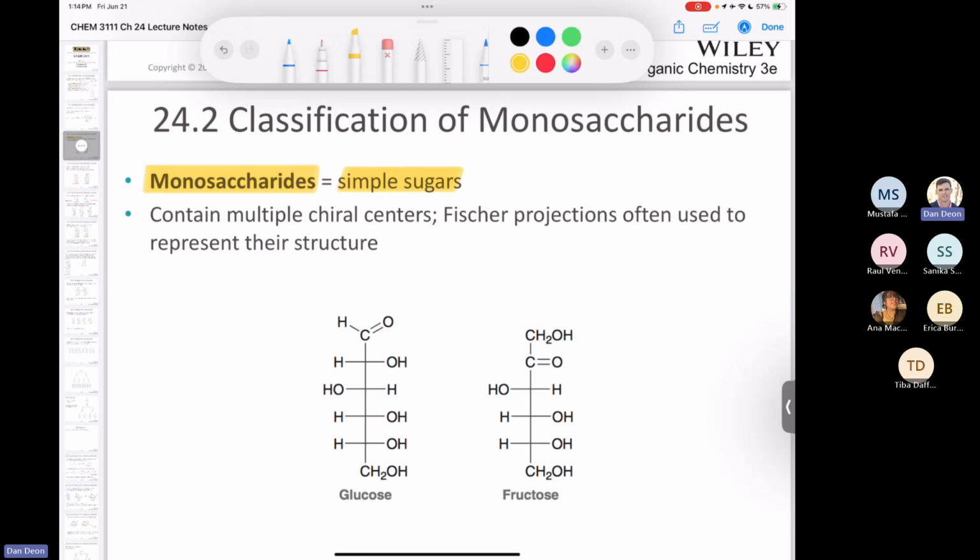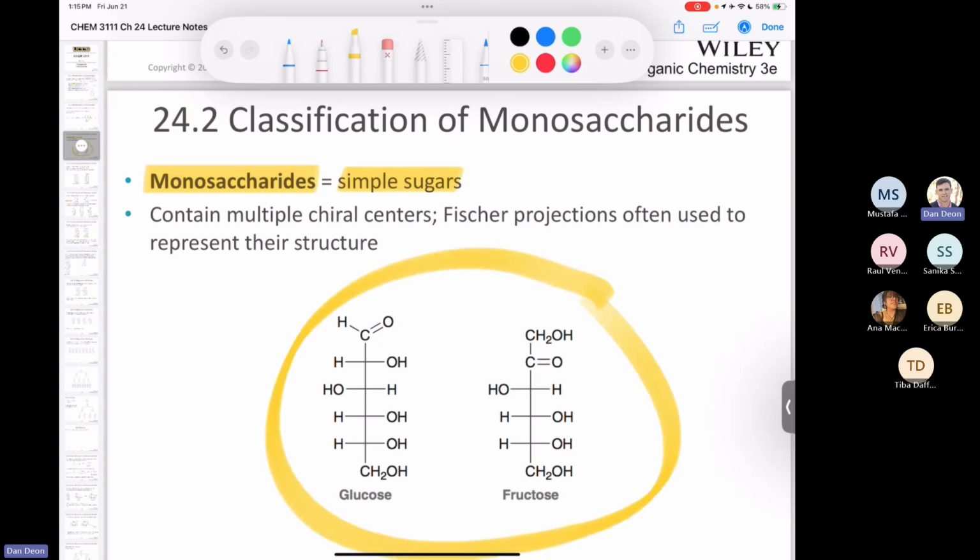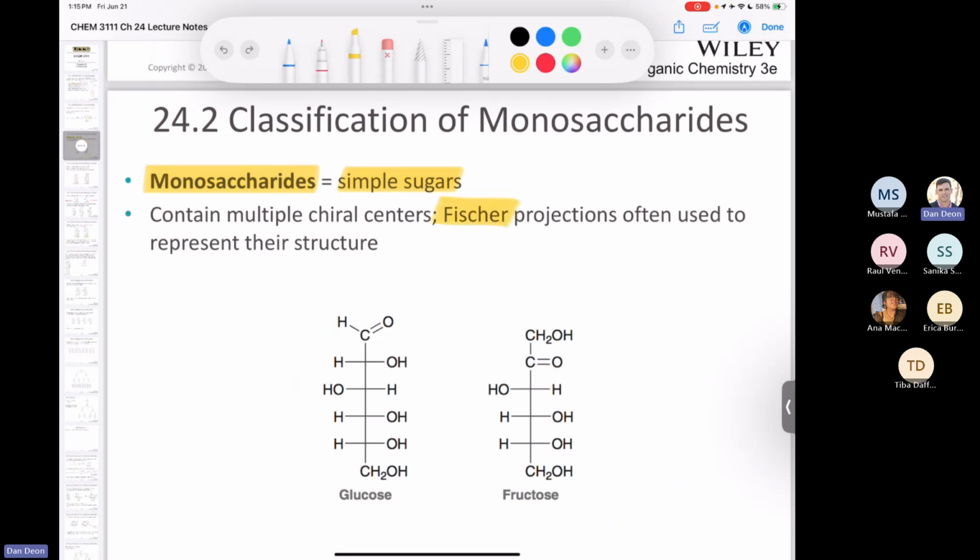Fructose, again, I'm sure you've all read fructose before, or you've heard of things like high fructose corn syrup. Well, these are simple sugars, and they both contain multiple chiral centers. And so if you are wondering, why do we use Fischer projections so much, right? These are Fischer projections that are shown here on this slide. The reason why we use Fischer projections to represent these structures is because of the abundance of chiral centers. Look, we have 4 in glucose, and then we have 3 in fructose.